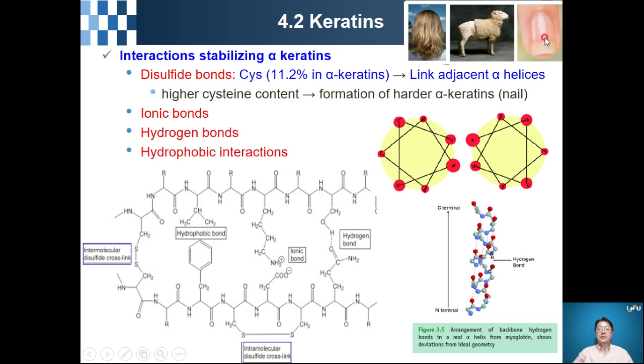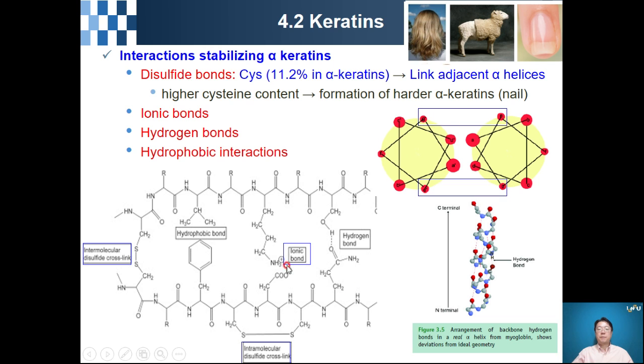Nail has higher cysteine content compared to the wool or the hair. The second strongest one is the ionic bond, between the positively charged and negatively charged amino acids. At the E location, a positively charged amino acid is here, and at the G location, usually the negatively charged carboxyl. And at the G location, a positively charged amino acid is here.